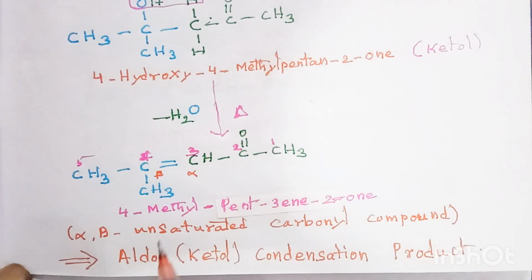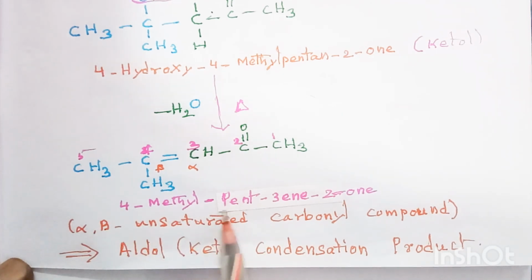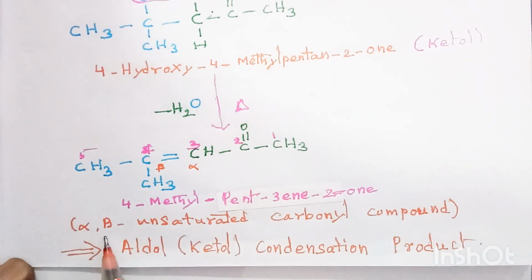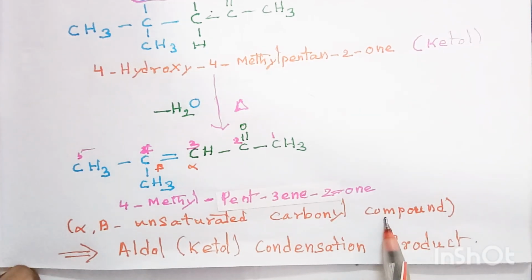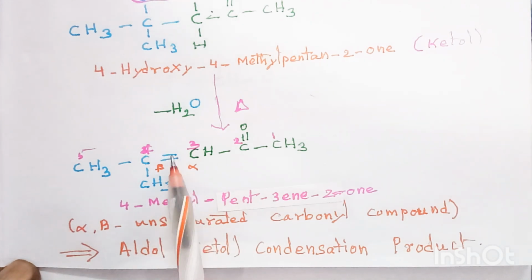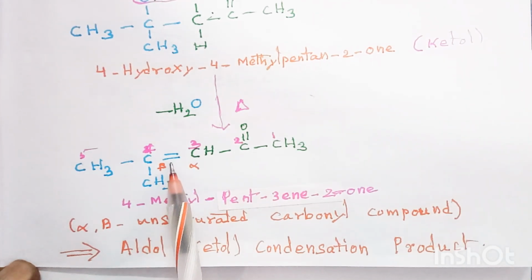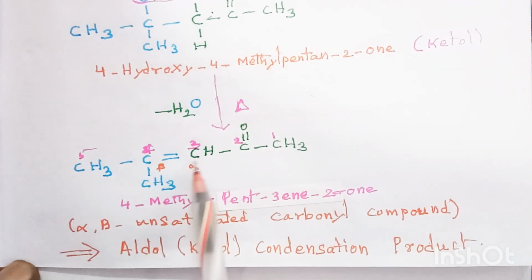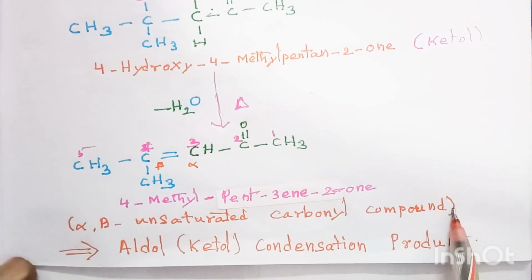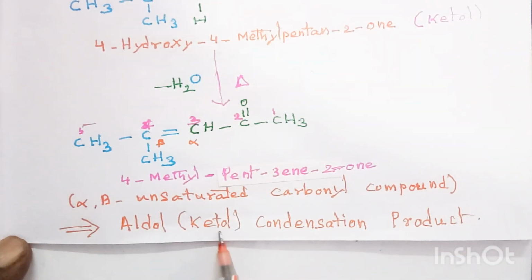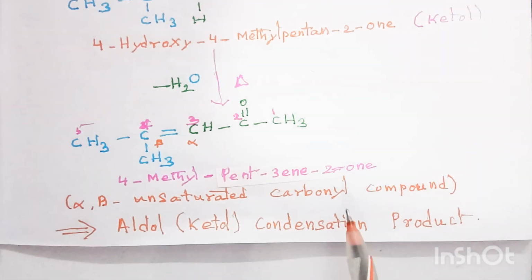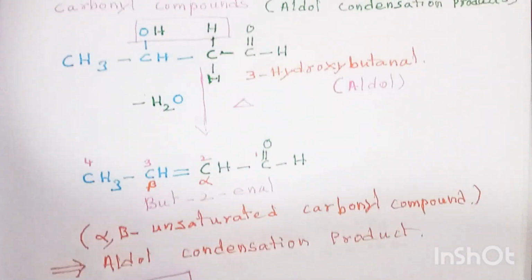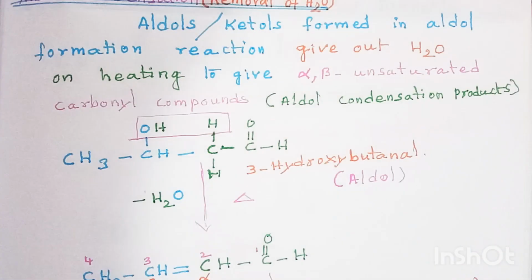So it is 4-methyl pent 3-en 2-one. This is also called alpha beta unsaturated carbonyl compound, because the double bond is present between alpha carbon and beta carbon. So this is alpha beta unsaturated carbonyl compound. This is the aldol condensation product or ketol condensation product. So this is how water molecule is removed, which is called aldol condensation.